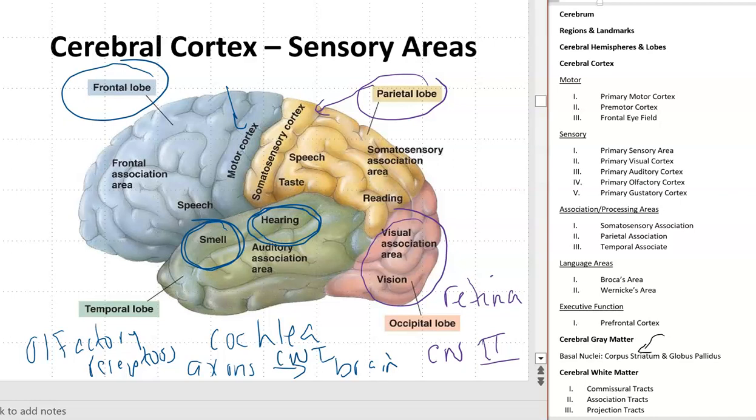And you might remember when you looked at the ethmoid bone that you had that cribriform plate. Remember that thing with all the holes in it? That's what these axons pass through. They actually go through the cribriform plate to come up into the brain.